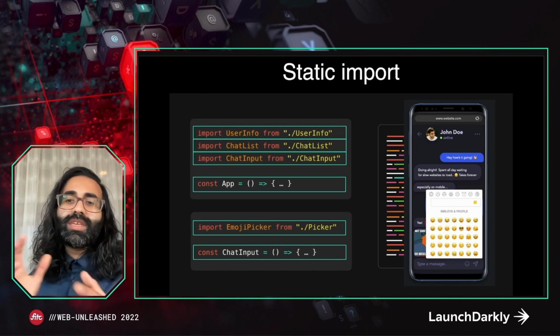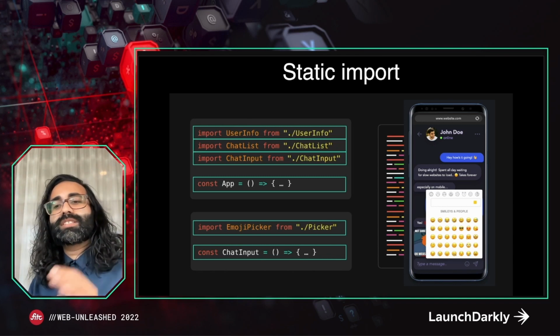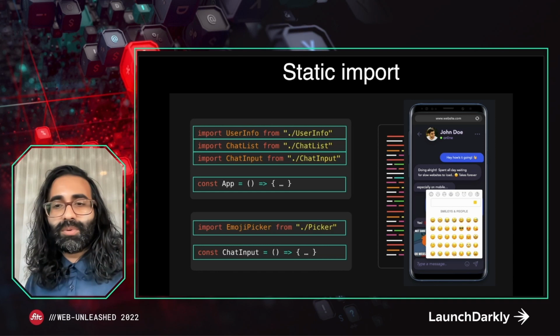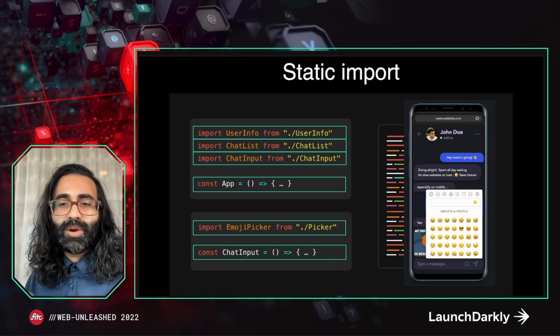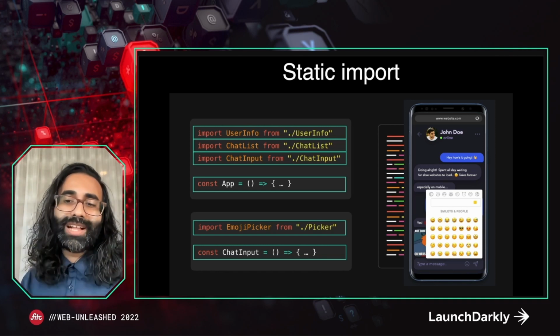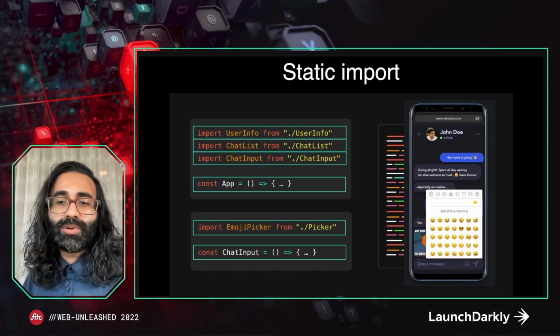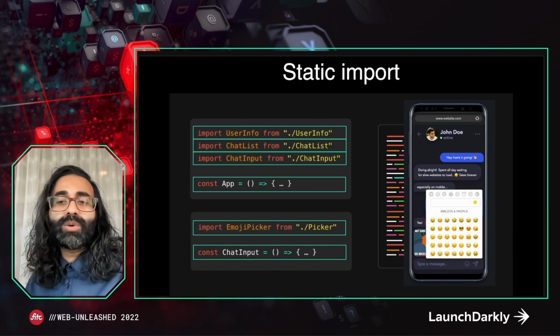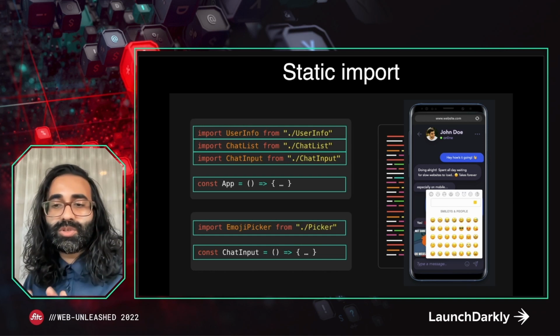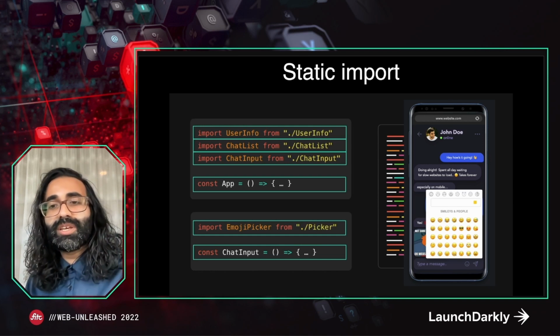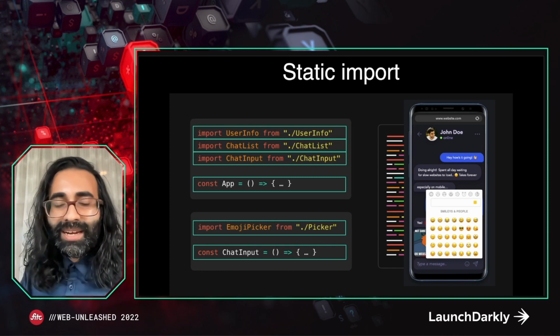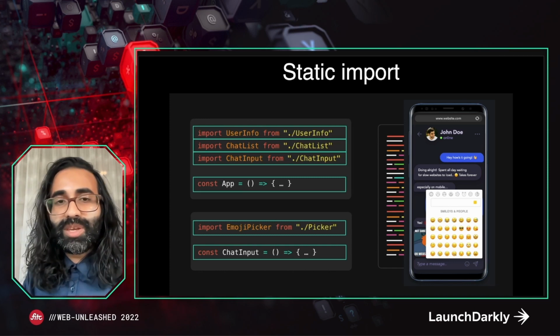This is an example with a very simple chat app, contains a chat component, which we're statically importing, and then we're rendering a number of components. We've got user info, a chat list, and a chat input. Now, within that chat input module, we're statically importing an emoji picker component to be able to show the user emoji when they toggle the emoji button, but that may not actually be a critical thing to show.